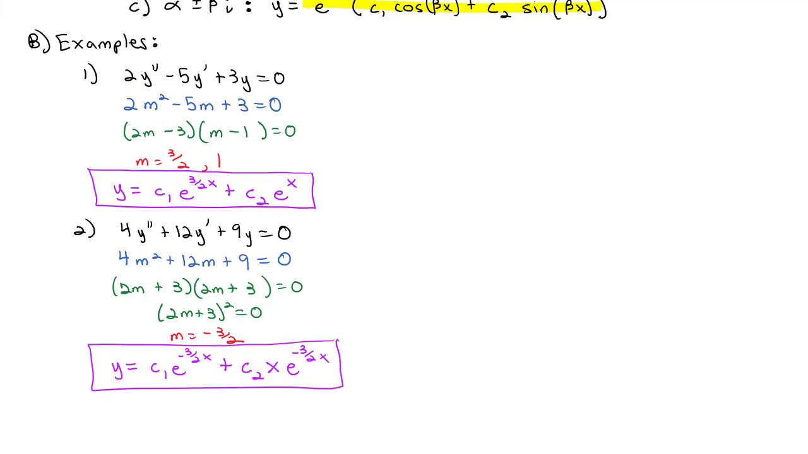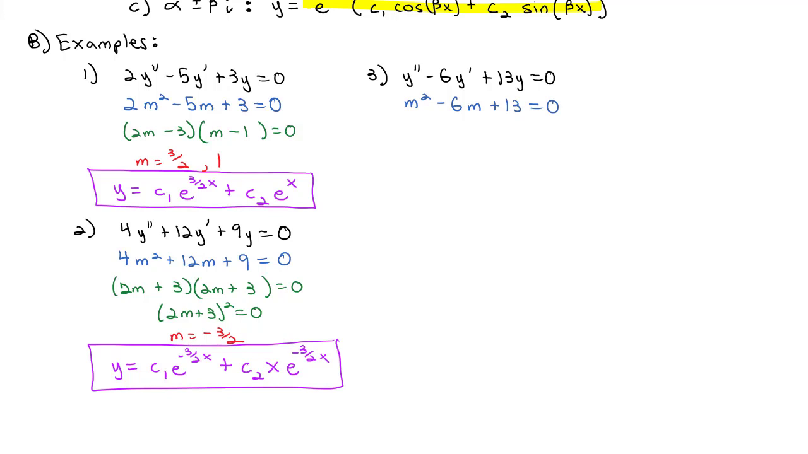And this becomes our solution to the homogeneous linear differential equation with constant coefficients. Let's take a look at a third example. Let's do the example y double prime minus 6y prime plus 13y equals 0. This leads to the auxiliary equation m squared minus 6m plus 13 equals 0.